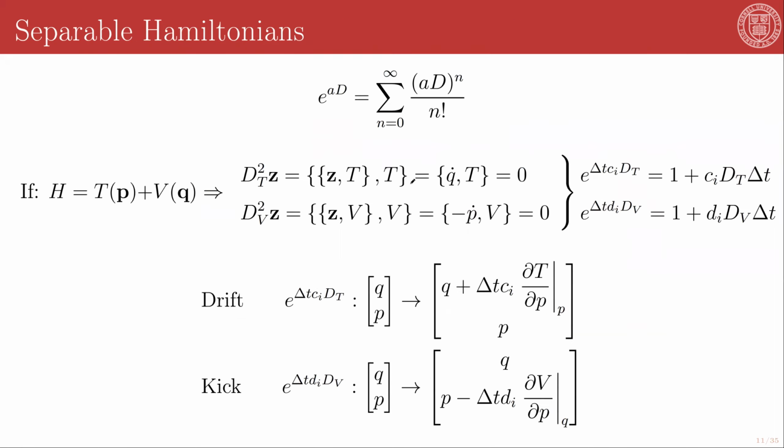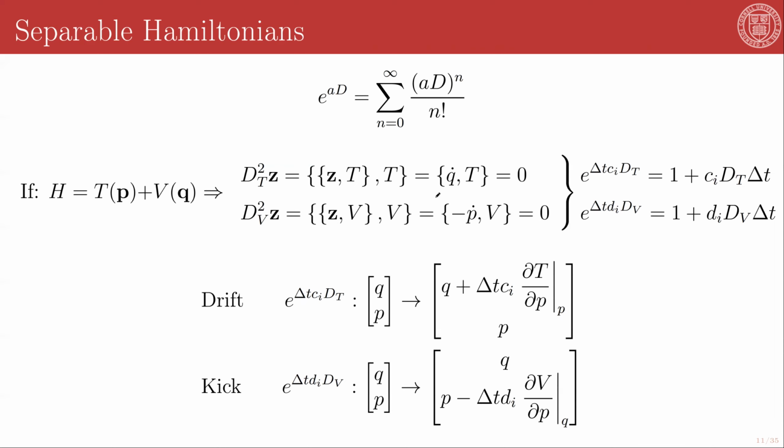As a final step, recall that we are primarily interested in these separable Hamiltonians, ones where T is solely a function of the momenta and V is solely a function of the coordinates. In general, the exponential e to the A D is given by the infinite series from n equals 0 to infinity of A D to the n over n factorial. However, in the case of a separable Hamiltonian, if we think of the higher order operators, say D_T squared operating on z, this is the Poisson bracket of the Poisson bracket of z with T itself, which is the Poisson bracket of q dot with T, which by this assumption must evaluate to 0.